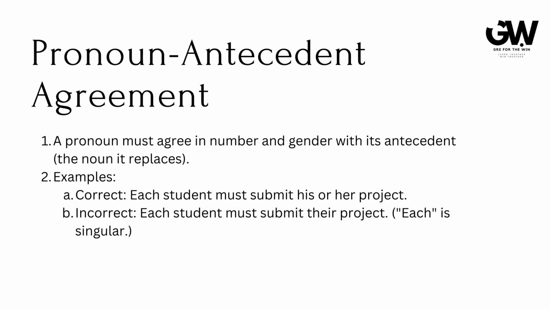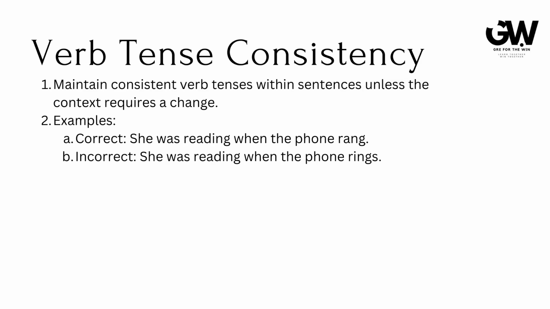The second task is pronoun antecedent agreement. In this task, you must ensure that a pronoun agrees in number and gender with its antecedent, the noun it replaces. Here we provide one correct and one incorrect example. The first example shows that each student is singular and the pronoun must be in singular form, which is his or her. The third task is verb tense consistency.